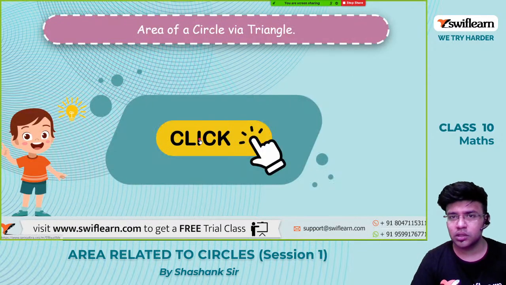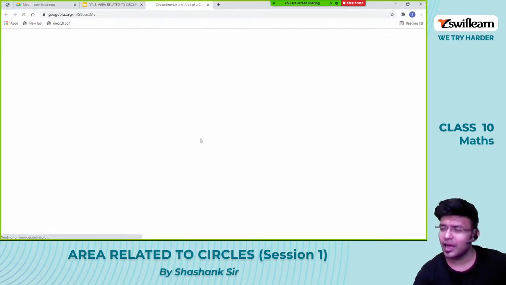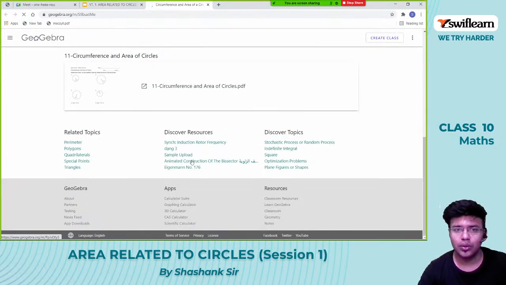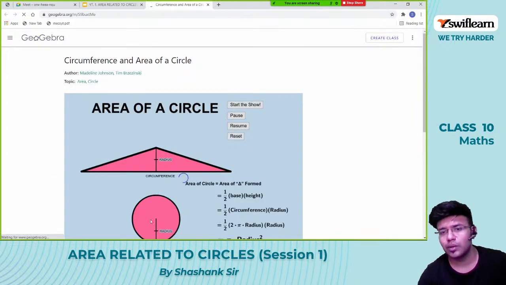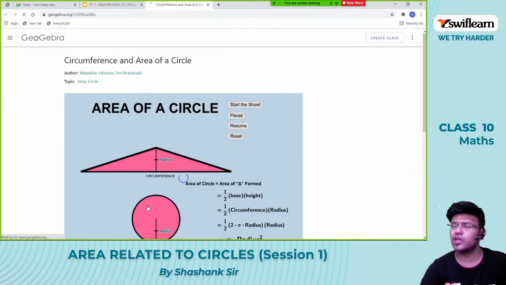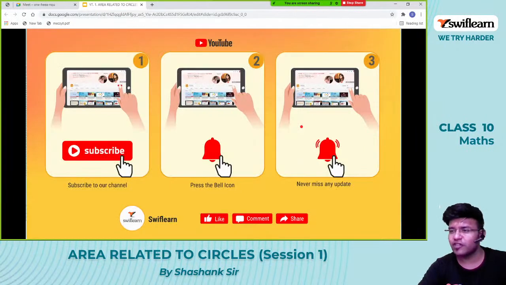And there is the area of a circle via triangles. What is this? Let us see this. There is a video, but the video is not playing. We can split the circle into many triangles, and half times 2 pi r will give you pi r square. That is how it works, nothing very special. So we have completed this chapter.